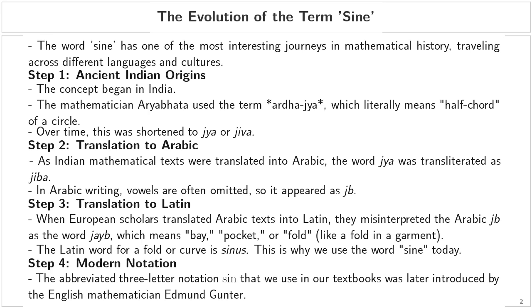Finally, we reach step 4, modern notation. While the name had already traveled through these languages, the shorthand we use in our textbooks today, the abbreviated 3-letter notation, SIN, was actually a much later addition, introduced by the English mathematician Edmund Gunter. So, as we move to the next slide, keep this in mind. The terms we use are not just random labels, but are deeply connected to this rich, interconnected history.